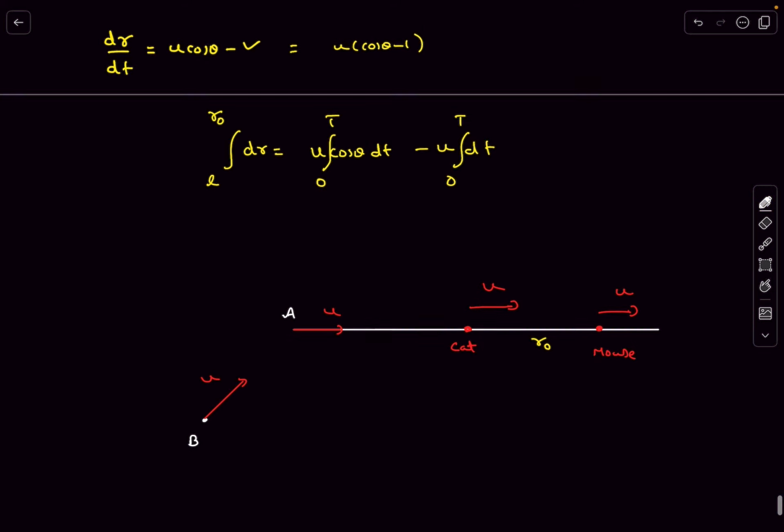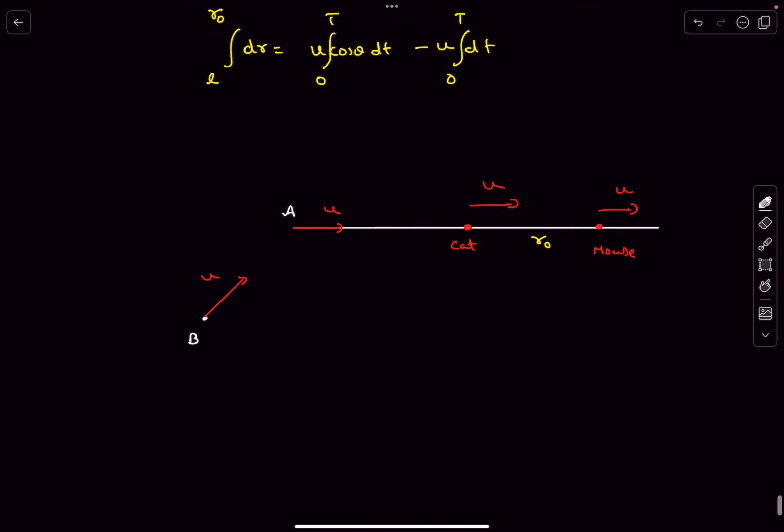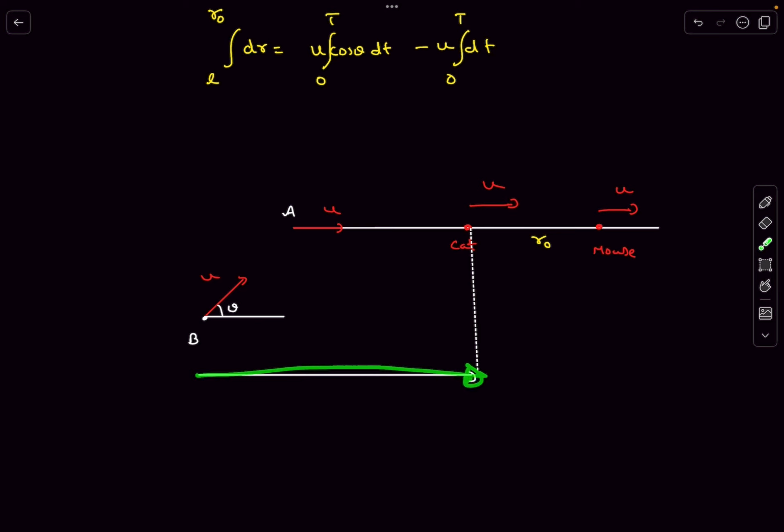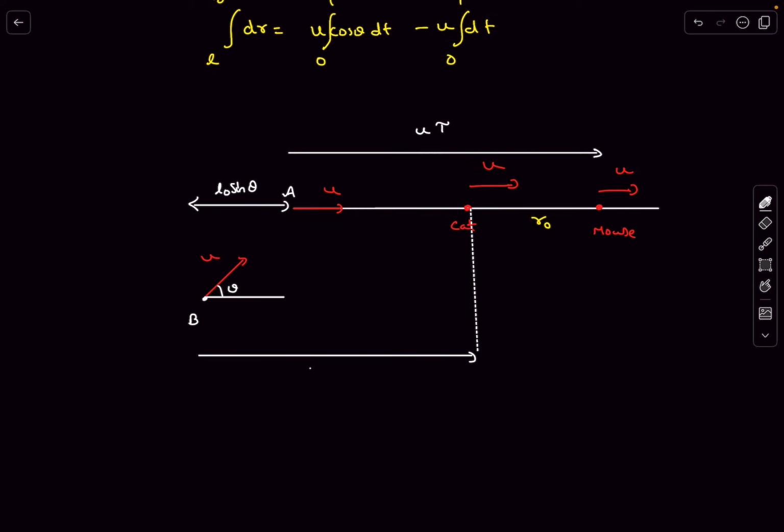Again, we'll use the same trick for the horizontal displacement to figure out the cos theta integral. So the displacement of the cat is going to be this vector over here, right? And the displacement of the mouse is going to be this vector. So the displacement of the mouse is simply u times capital T, right? The initial separation between B and A is again L0 sin theta, just like in the previous problem. Horizontal displacement of the cat, we can write it as speed in the x direction, which is u cos theta, times dt from 0 to capital T.